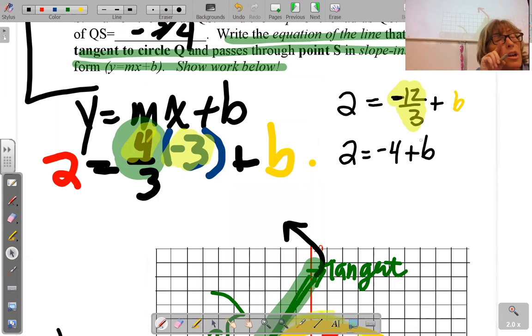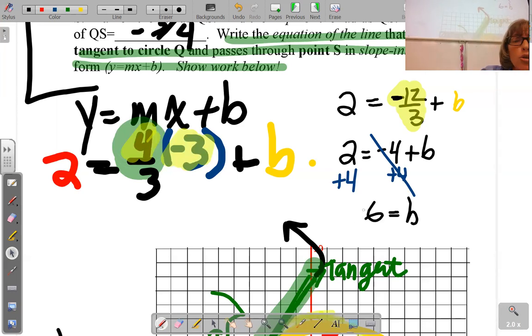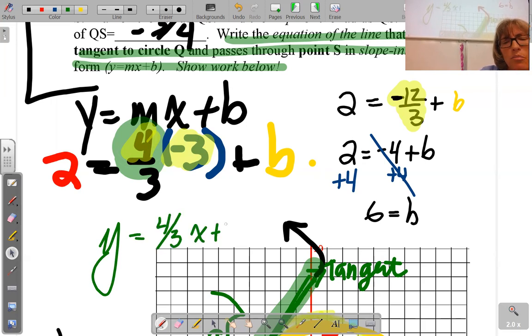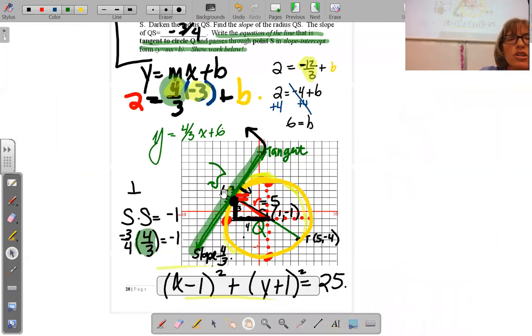Kai, how would I solve for B here? I want B by itself. Take 4 and add it to the other side. Let's do that math. So B equals 6. Okay, so our final equation of that green line is going to be y equals 4/3 x plus 6. Let's see if we can graph that line.